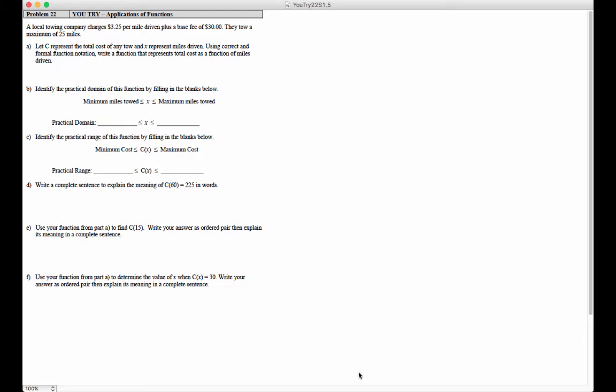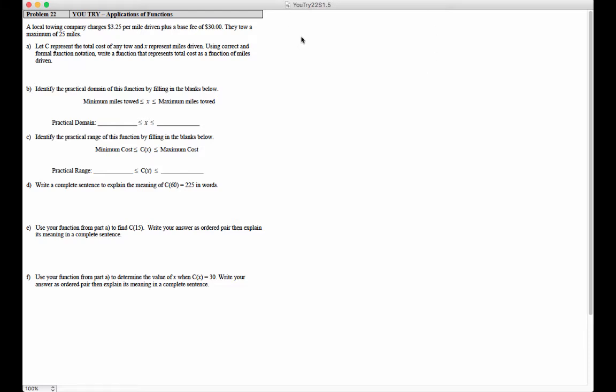A local towing company charges $3.25 per mile driven plus a base fee of $30. They tow a maximum of 25 miles. Let C represent the total cost of any tow and X represent the miles driven. Use correct and formal function notation. Write a function that represents total cost as a function of miles driven.